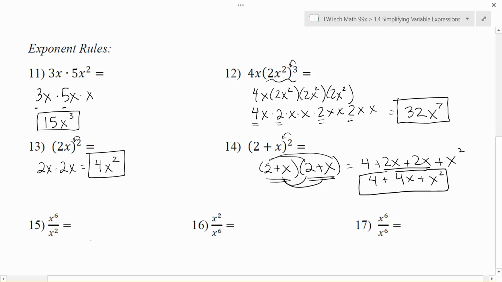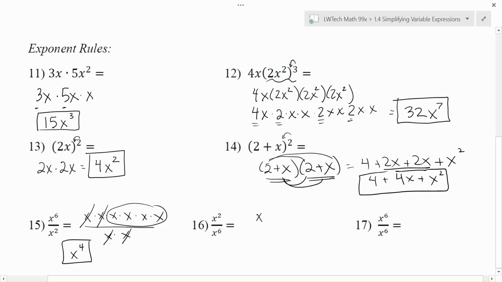As we go to do a problem like this one, notice that we have x to the 6th divided by x to the 2nd. If we were to write out what this means, there's 6 x's on top and 2 x's on the bottom. We can cross out any like terms on the top and the bottom, and I'm left with 4 x's, so that would be x to the 4th.